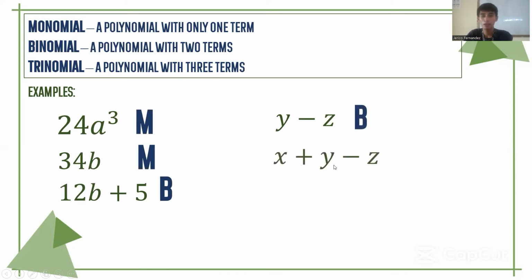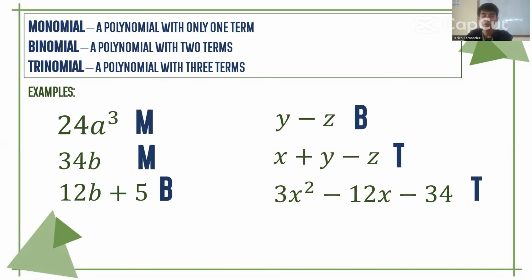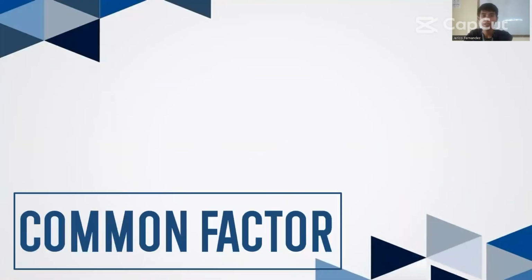X plus Y minus Z. Dalawa na yung operation natin. Okay? Dahil dyan, it is trinomial. And 3x squared minus 12x minus 34, ang operation muli natin ay dalawa. We have trinomial. Okay? So, that's monomial, binomial, and trinomial.